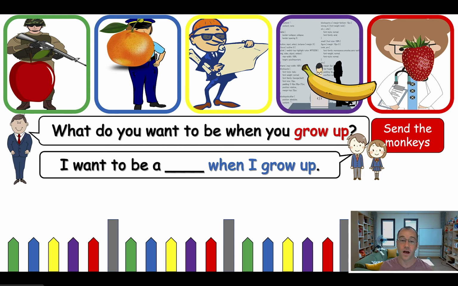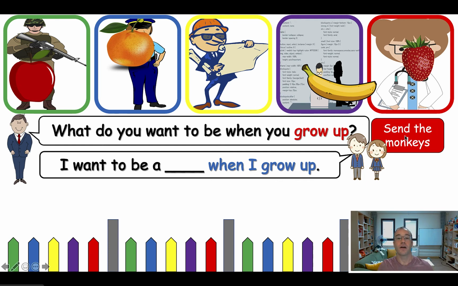If they all say it pretty well, I give 1 point. Or if they're really struggling, I'll give 2 points to the ones who did it really well and only 1 point to the others. And then I'll have the whole class say, send the monkeys. Okay, and I click here and the monkeys will come.